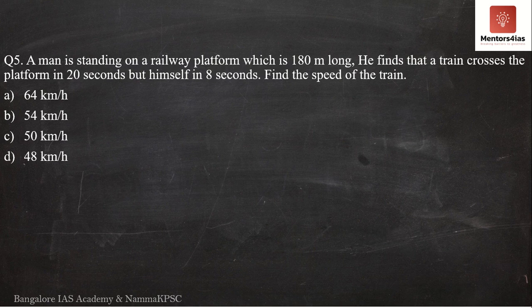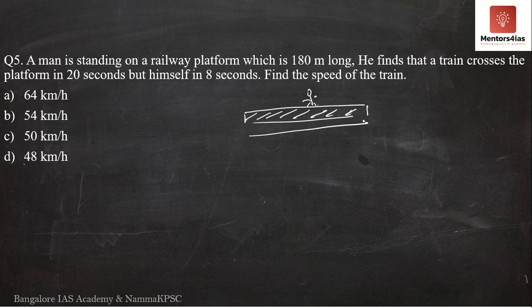Now, the fifth question. What does the fifth question say? The fifth question says, a man is standing on a railway platform, which is 180 meters long. Now this is your railway platform.